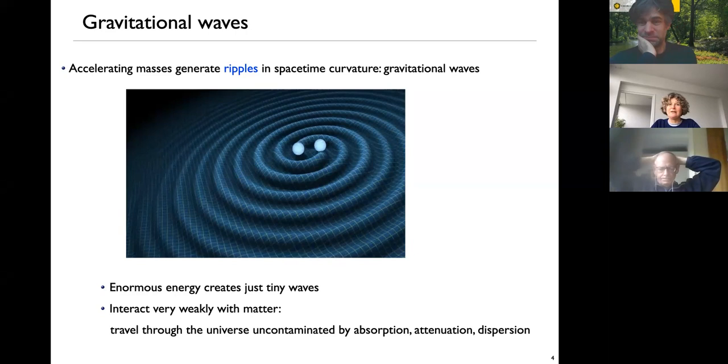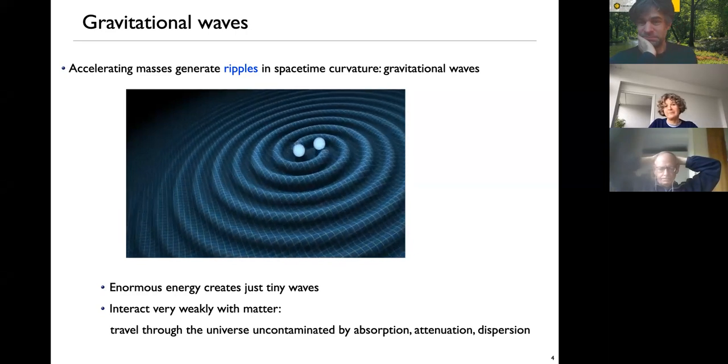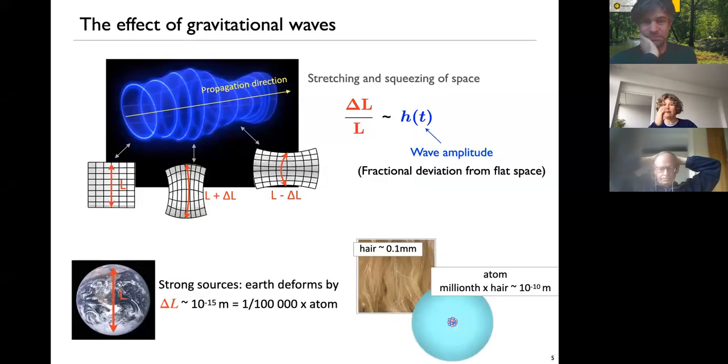So let's think a bit about how we could measure them. And to do that, we have to first understand what is the effect of a gravitational wave that was generated very far away, but now is passing by a distant observer. And this is illustrated in the upper left plot here, where there's a wave propagating along the direction indicated by the yellow arrow. And we are looking at a slice of space perpendicular to the direction of propagation.